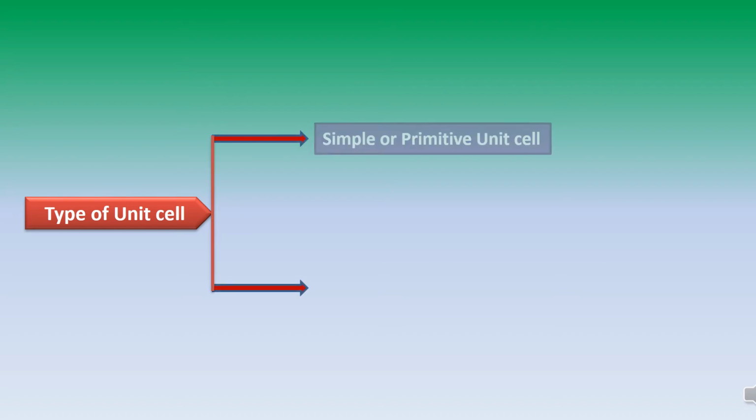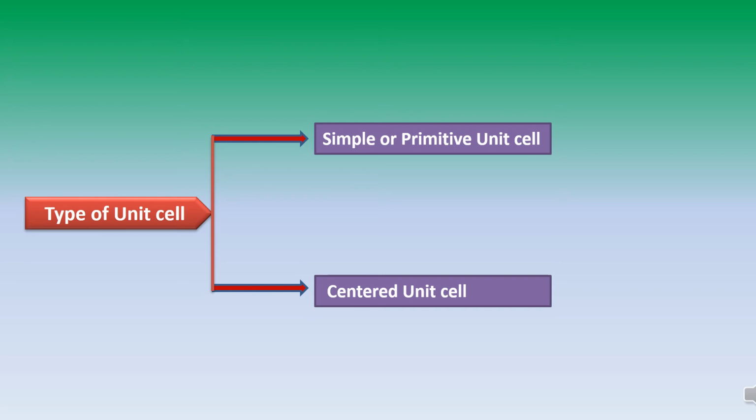Types of unit cell: I said there are two types of unit cell. One is the simple or primitive unit cell, in which atoms are present only at the corners, and the next one is the centered unit cell, also called the non-primitive unit cell, in which atoms are at the corners. In addition to that, some atoms are present at the centered position of the unit cell. Let us consider the centered unit cell.